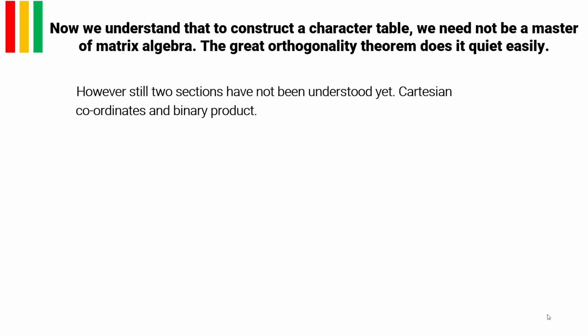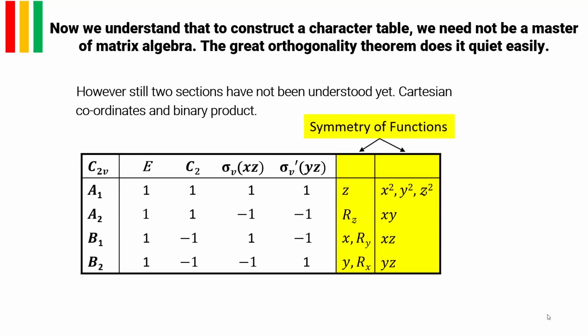in this section we will be talking about the Cartesian coordinates and the binary products. That is, the basis functions we call the symmetry of functions and the binary products. These symmetry functions can be generated in many ways. One of the ways is to use the orbitals as a basis.